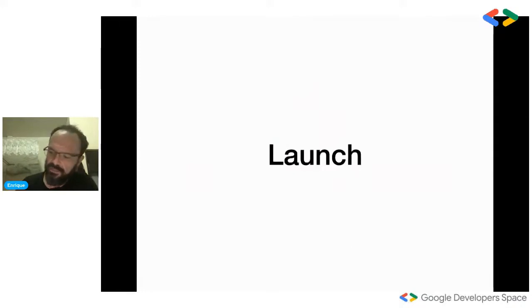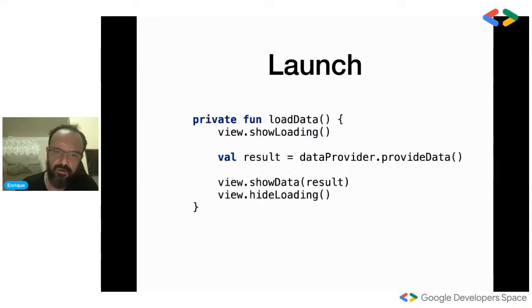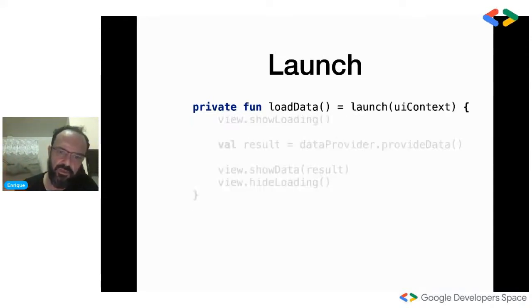So let's start diving a bit more into coroutines, operators, and functions. So we have launch. First, let's create a couple of coroutine contexts, one for the UI and another one for the background. We'll essentially just define them like this: UI context and background context. And let's take a look at this piece of code, the most typical thing we can have on Android, right? We want to load some data, so we show the loading indicator. We fetch data from somewhere, show the data, and hide the loading indicator.